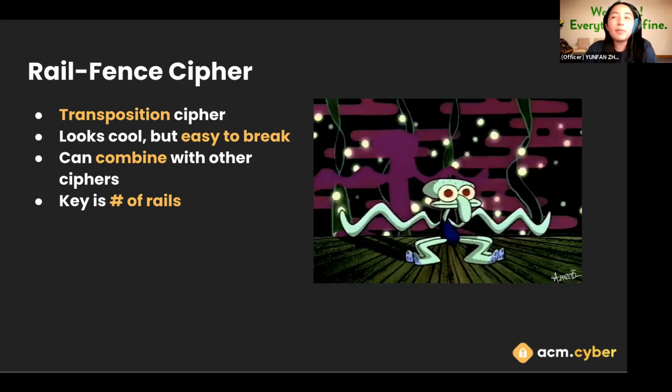And so with the Railfence cipher, the key is going to be the number of rails. And I'm going to go through a quick demo to show you what that means and how you can encode something with a Railfence cipher.